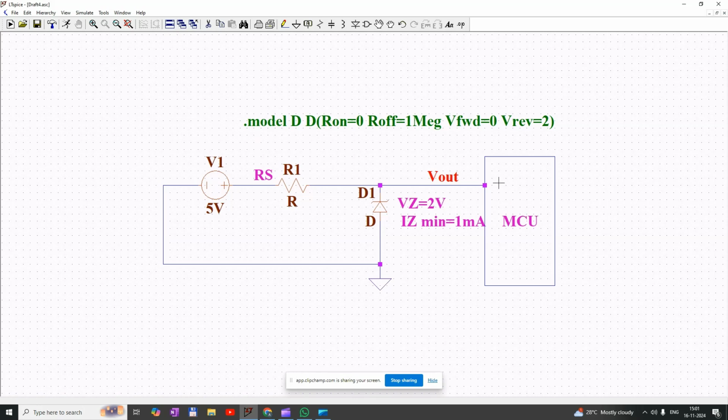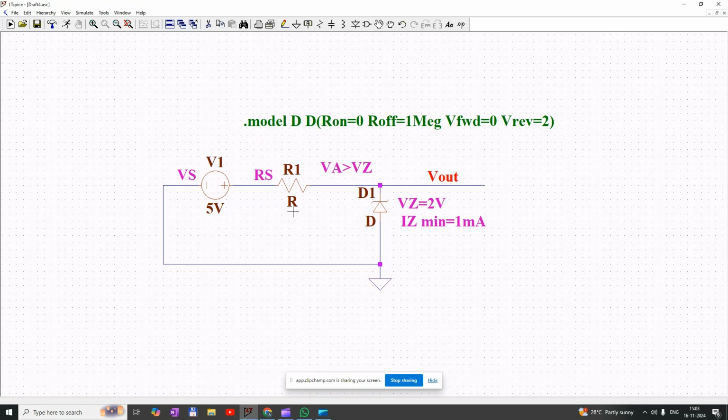Here the input impedance of the microcontroller will be infinite, so from the Zener diode side it acts as an open circuit, so we can remove this connection. As we know, if the Zener diode has to work in the breakdown region, source voltage Vs should be greater than Vz. Here we know the source voltage Vs will be 5 volt and the Zener breakdown voltage will be 2 volt.